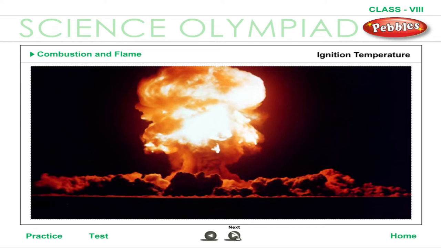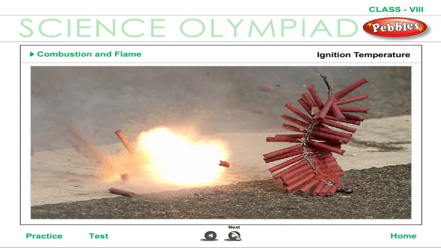Rapid combustion. Combustion that takes place at a very fast rate is called rapid combustion. LPG, liquefied petroleum gas, and dry grass are examples of substances which undergo rapid combustion.